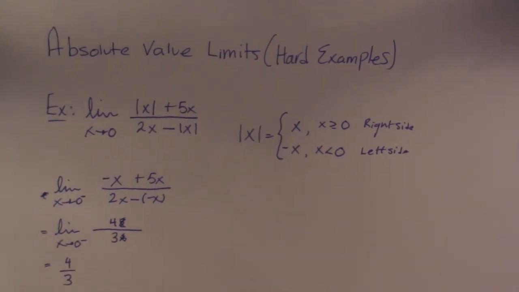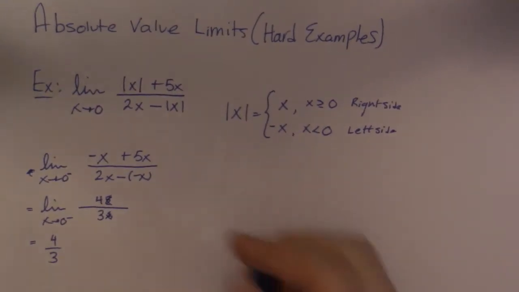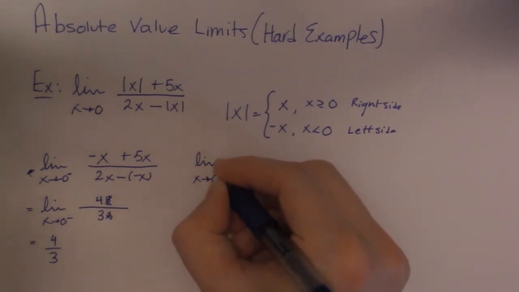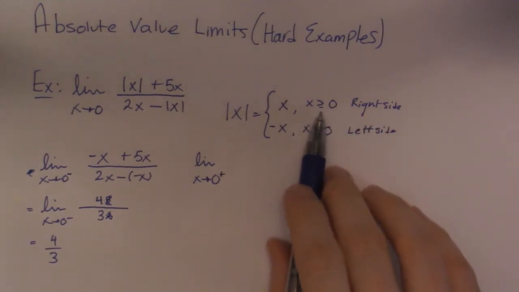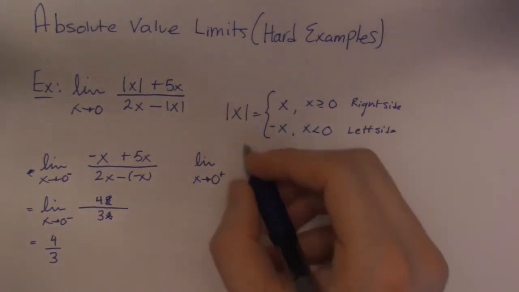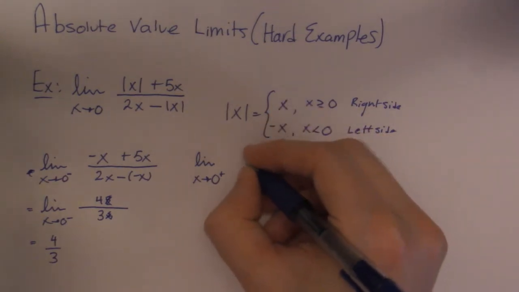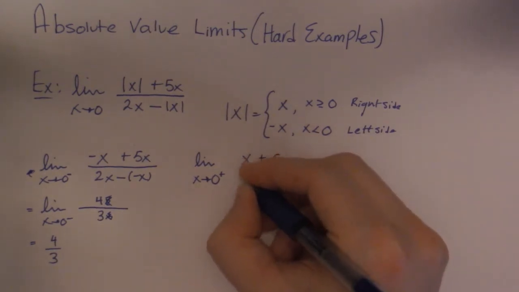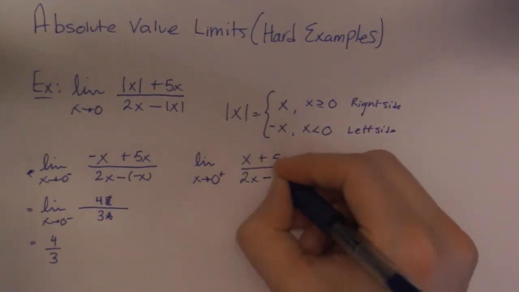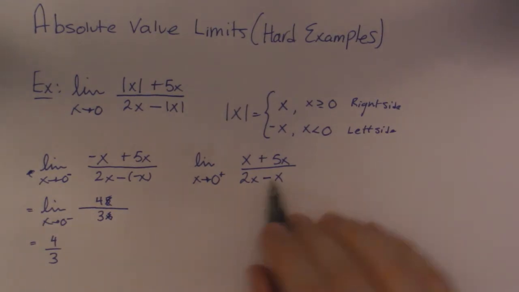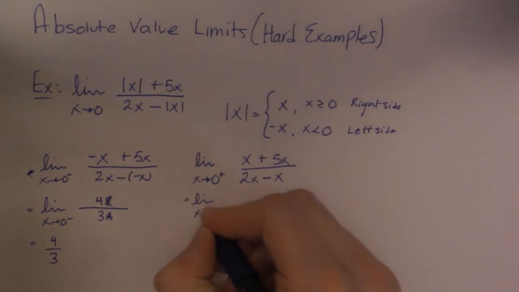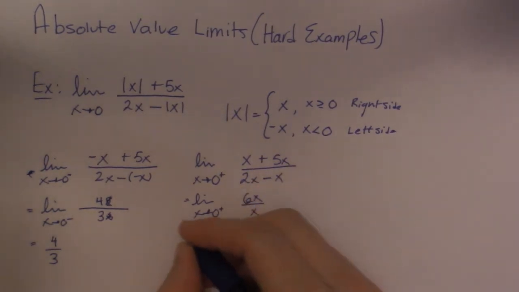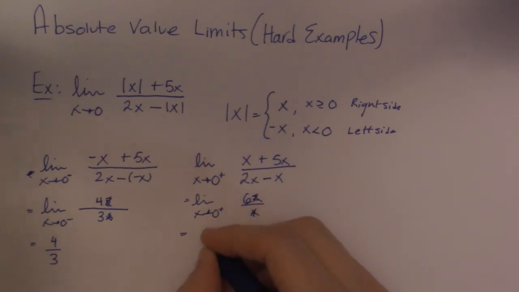Okay, so now we'll do the exact same thing and examine it from the plus side. That's the right side, the part that's greater than 0. If I take it from the right side, I'm left with x plus 5x all over 2x minus x. I just take the positive of it. So I'm left with the limit as x goes to 0 from the right side. On top that's 6x, on the bottom that's just x. These cancel, so I'm left with 6.